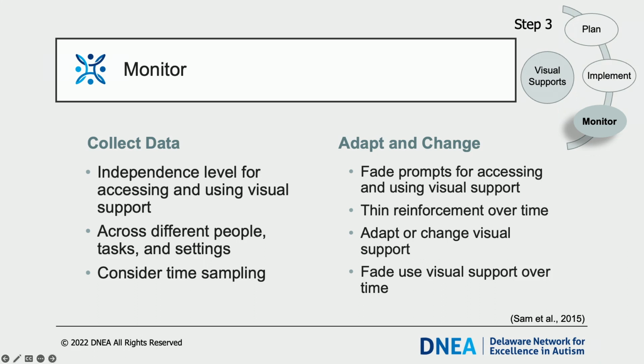As far as your data collection method, you could consider using interval recording. This involves observing whether a behavior occurs or does not occur during a specified time period. In addition, you will want to analyze your data and determine how the supports are benefiting the individual. You want to make sure that you are supporting fading of your prompts for accessing and using the visual support. In addition, you want to modify the reinforcement over time.